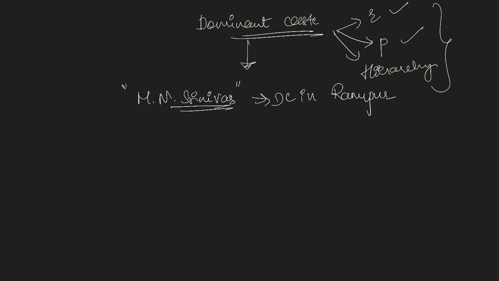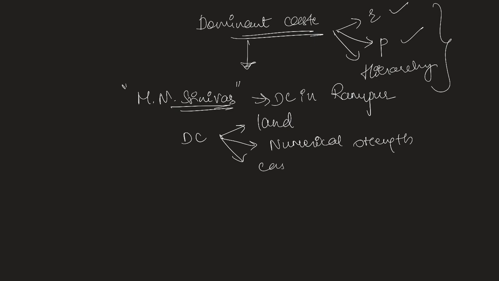According to him, the dominant caste had a high share in land, they had high numerical strength, and also they had a high place in the caste hierarchy. So according to M.N. Srinivas, the dominant caste had high land, numerical strength and caste hierarchy. However, with time, there are new factors that have been added to the dominant caste system.